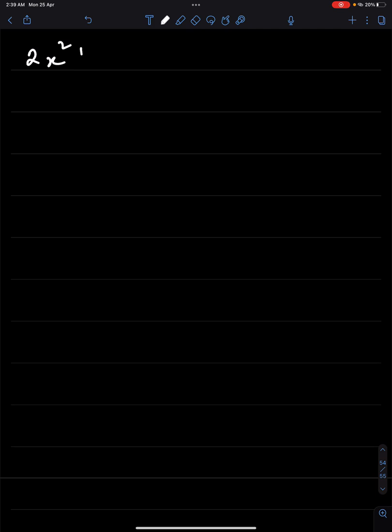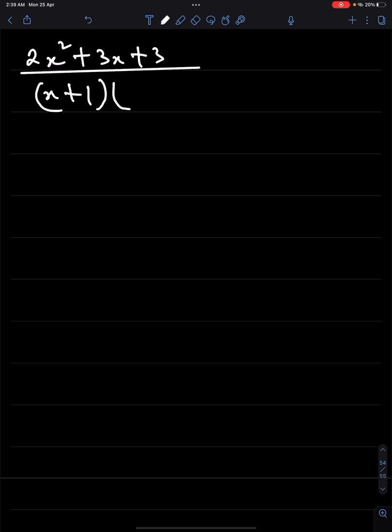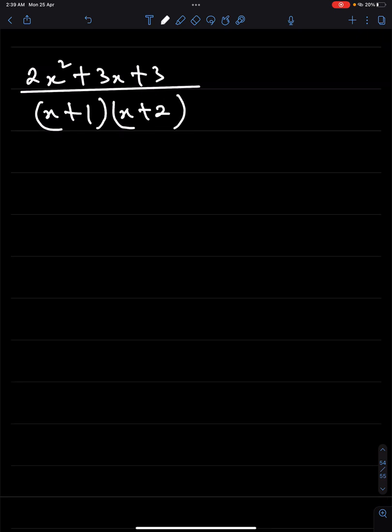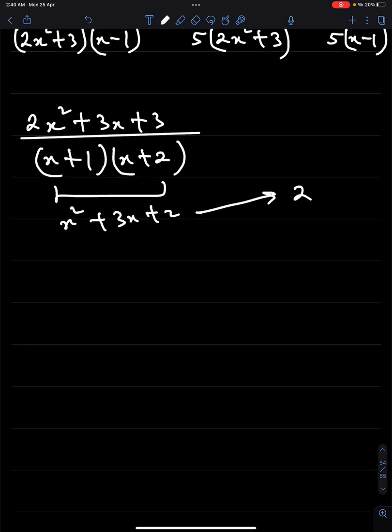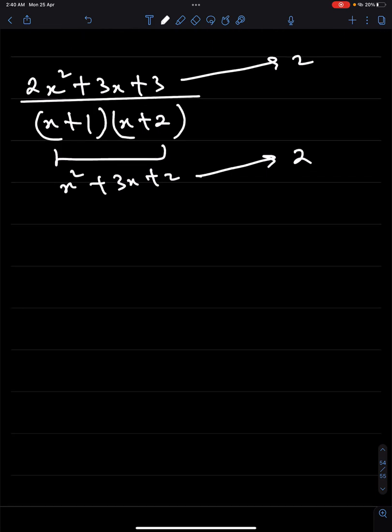2x squared plus 3x plus 3 all over x plus 1 times x plus 2 into partial fractions. First of all, if we expand this denominator, we're going to get x squared plus 3x plus 2. And we'll see that the degree of this denominator is 2, and that of the numerator is also 2.